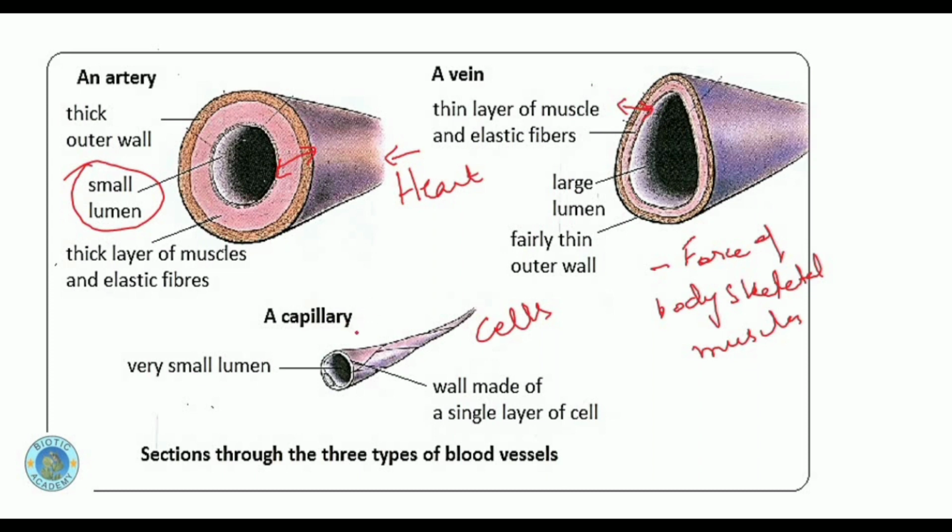And then again these capillaries will join together to form venules, and then these venules will join to form the vein. So this is how the transport system works in the human body. Now what happens if these arteries get blocked?